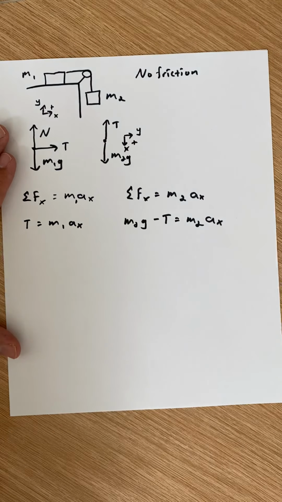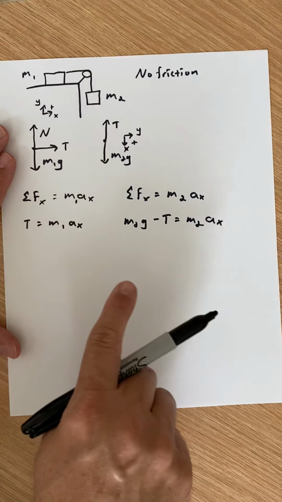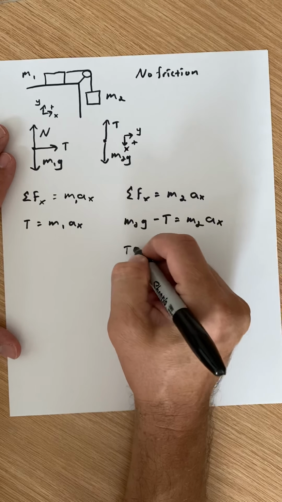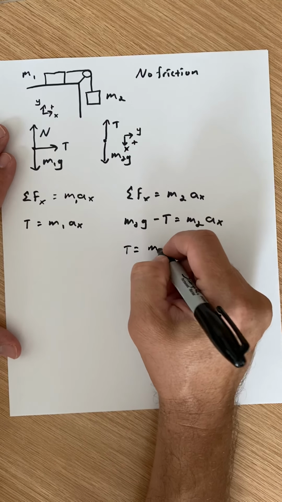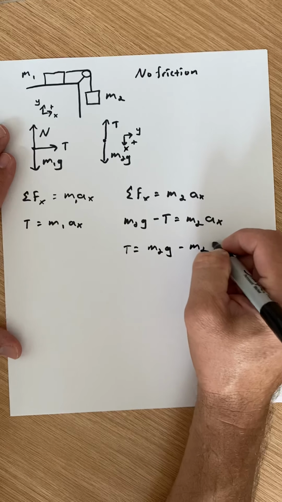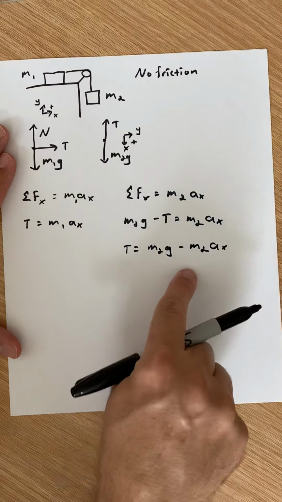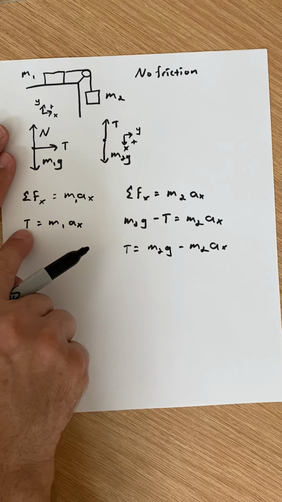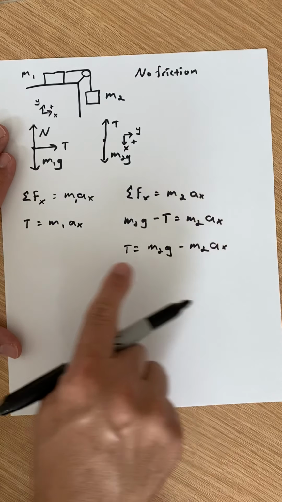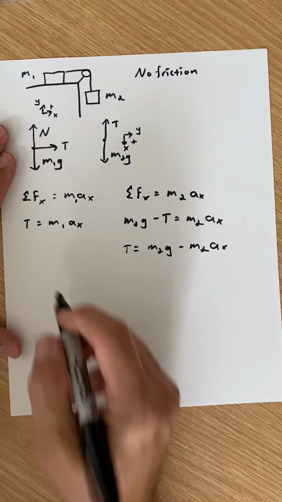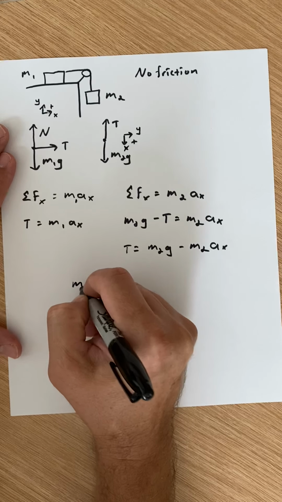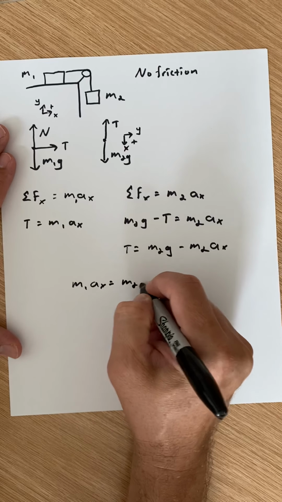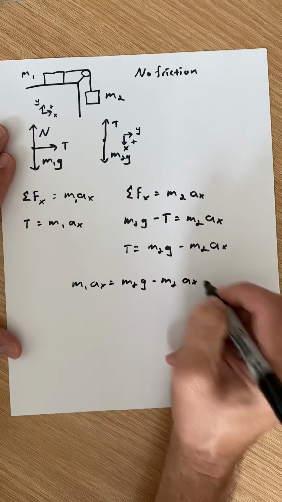Let me go ahead and solve for the accelerations first. To do that, I'm going to solve each of these for the tensions. This is already done. Let's do this one for the tension. Tension is going to equal m2g minus m2 a sub x. Now I have two equations that are both equal to the same thing, right? Good old transitive property. If a is equal to b and b is equal to c, then certainly a is equal to c, and that enables me to eliminate the tension quickly. So I get m1 a sub x is equal to m2g minus m2 a sub x.